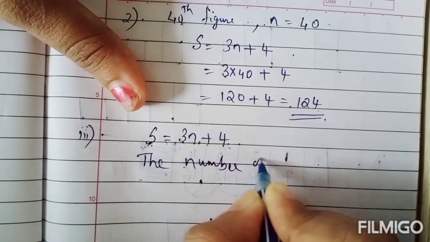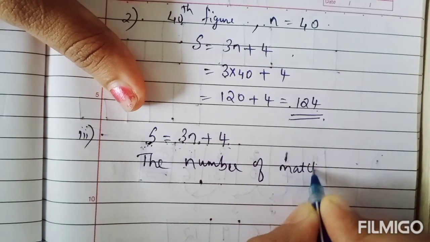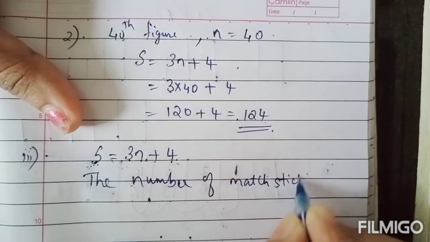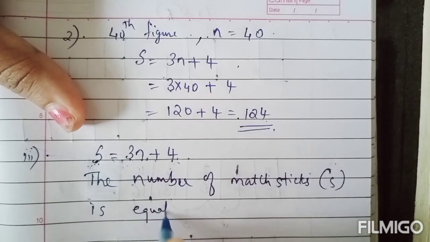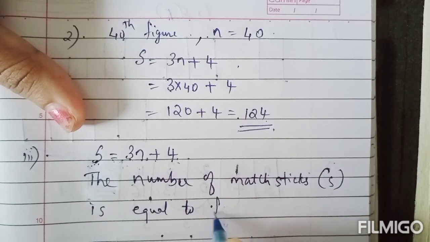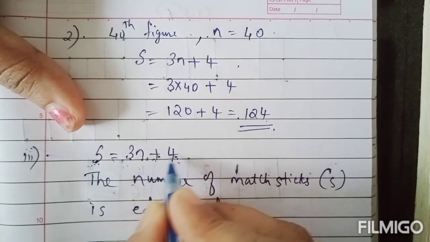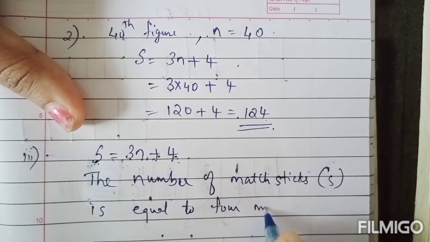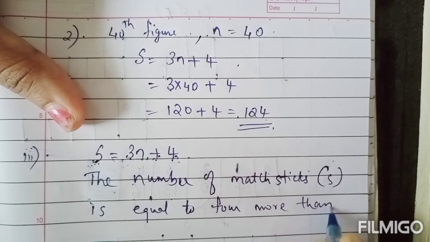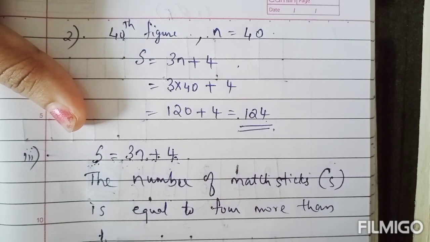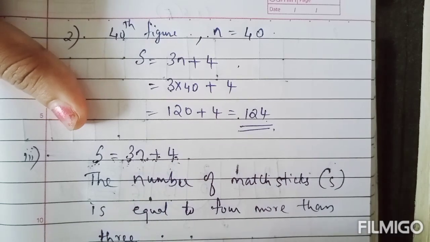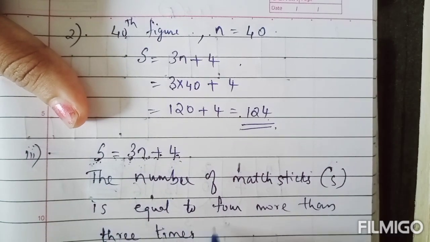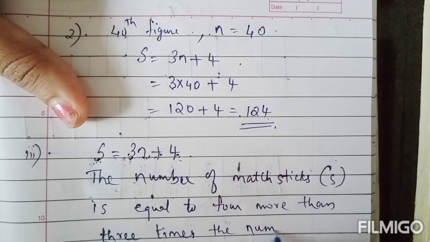The number of matchsticks, that is s, is equal to 4 more than, because plus 4, that's why. 4 more than 3 times. 3 into n means it is 3 times the number of figure.